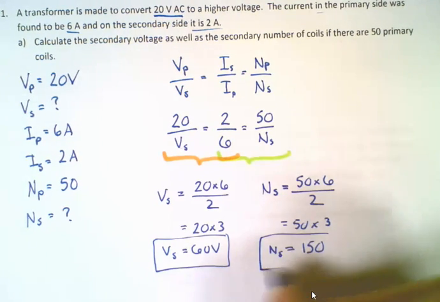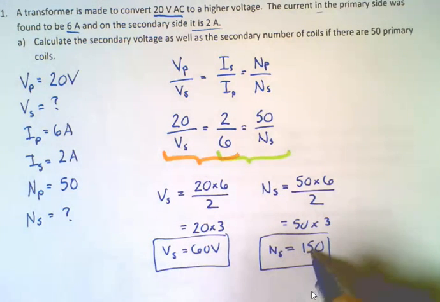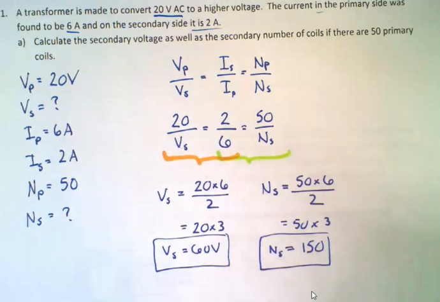Again, it's a step-up transformer, right? So we know that the number of secondary turns must be more than the number of primary turns. So it had to go up.